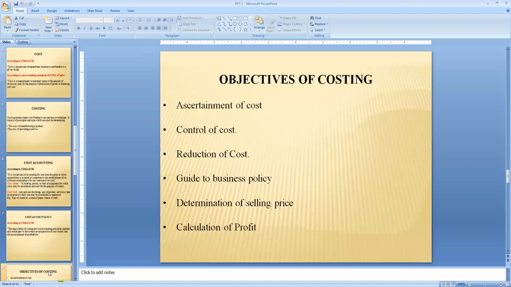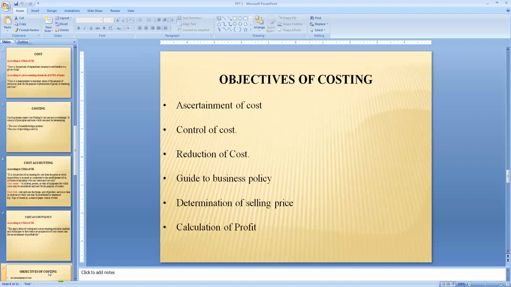And the next one is called control of cost. What do we mean by cost control? Cost control aims to improve efficiency by controlling and reducing the cost, because this objective becomes very important during the time of growing competition. As we know, control of cost is nothing but wasteful expenditure can be avoided with the help of control. That is also one of the objectives of costing.